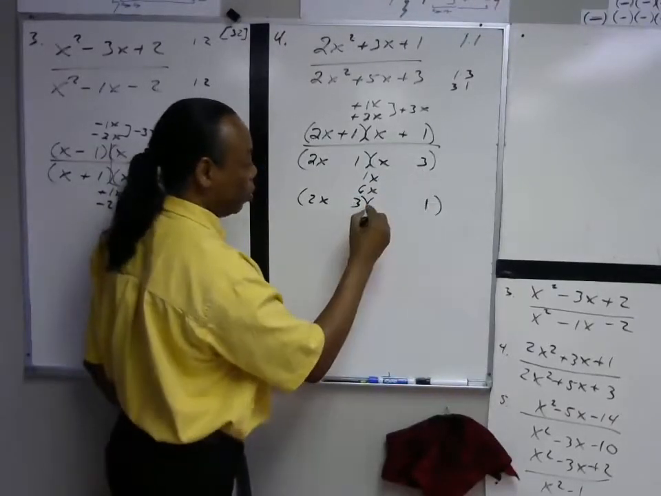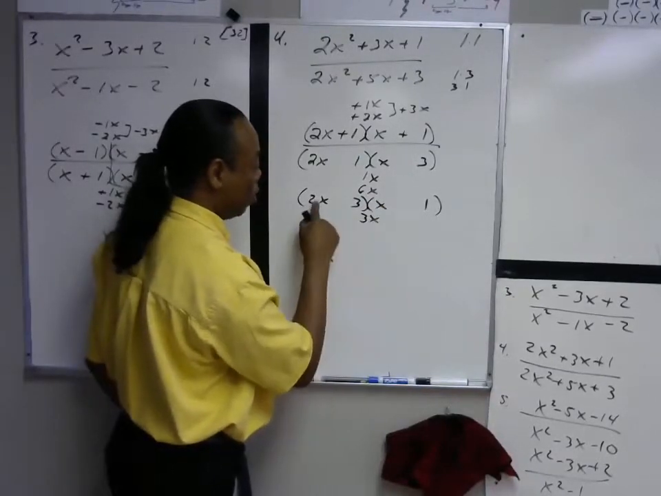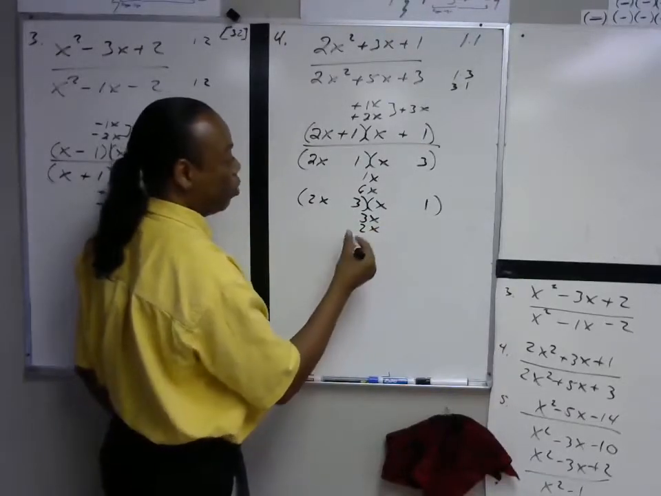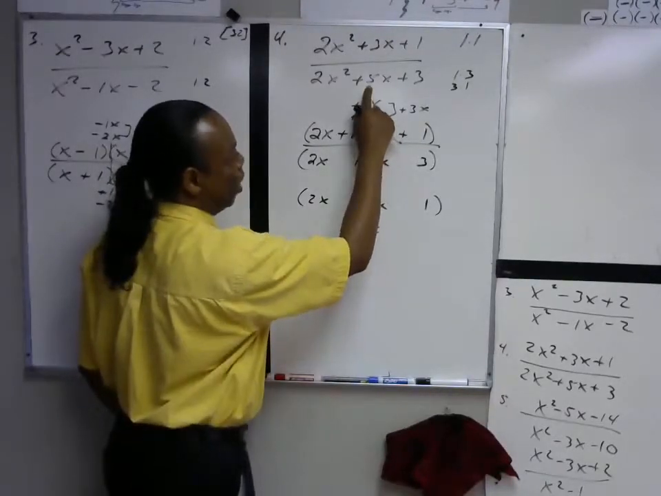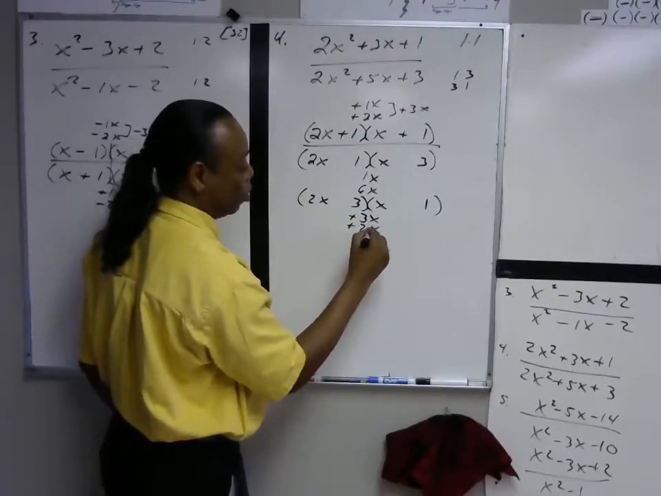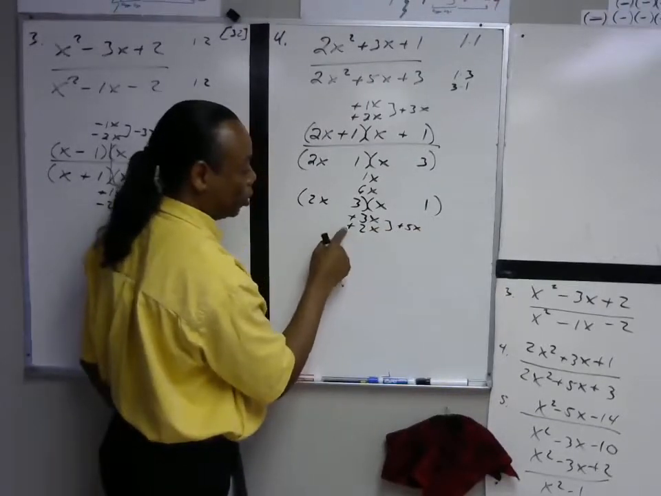Now 3 times 1, sorry, I got the x here. Inside we get 3x. On the outside we get 2x. And again, we want this to become a 5x, but have same signs. Well, if I put the same signs here, we definitely do get 5x. So it's a plus and a plus.